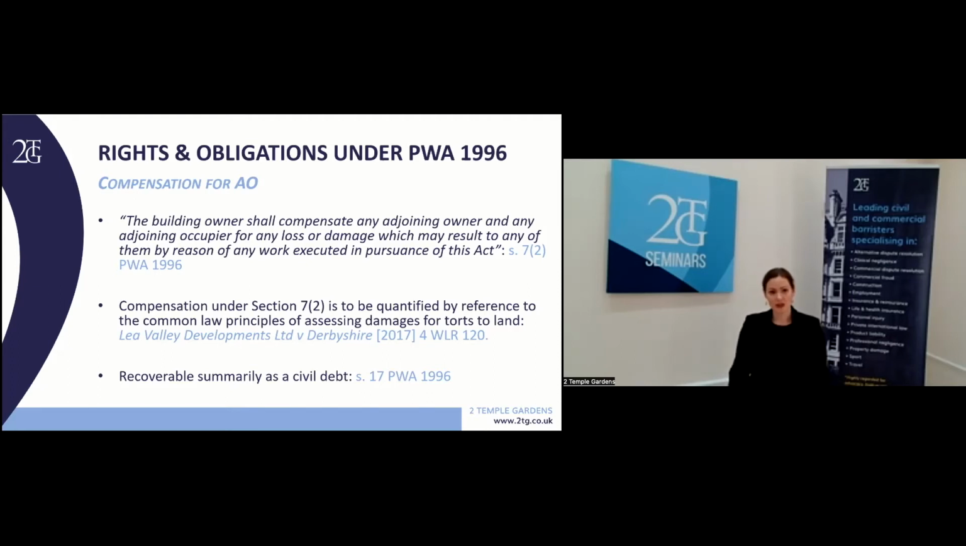Once entitlement to compensation is clear, the amount of compensation falls to be determined, and that will also be determined by the surveyor appointed as part of the statutory dispute resolution process, which we'll come on to very shortly. Now, if payment of those sums isn't forthcoming, then the adjoining owner can pursue the building owner in the courts for civil debt, as confirmed by Section 17 of the Party Walls Act. So again, that might be a situation in which we are asked to get involved.